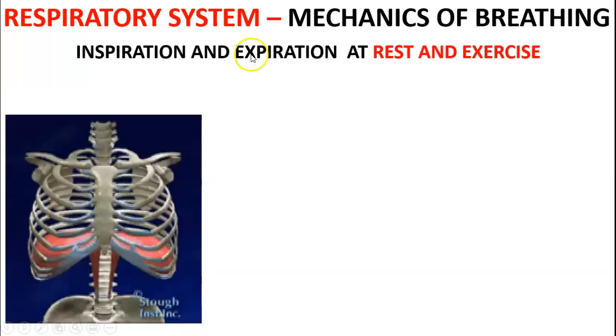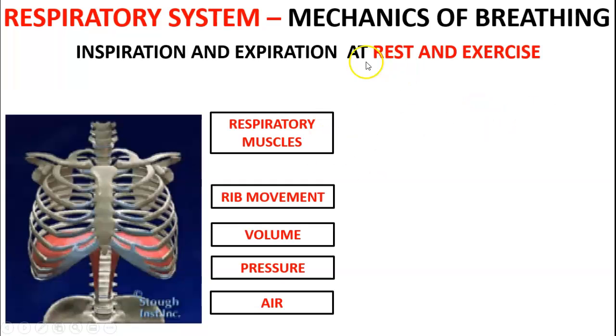Whether it's for inspiration or expiration, at rest or exercise, there are certain things that you cannot answer a mechanics of breathing question without. Okay, so what we have to know is that the mechanics to underpin our ability to breathe in and out, inspiration, expiration, are the following: respiratory muscles, which are absolutely going to be huge, the rib movement, thoracic cavity volume, thoracic cavity pressure, and air. These are the five structures that will always be in your answer.